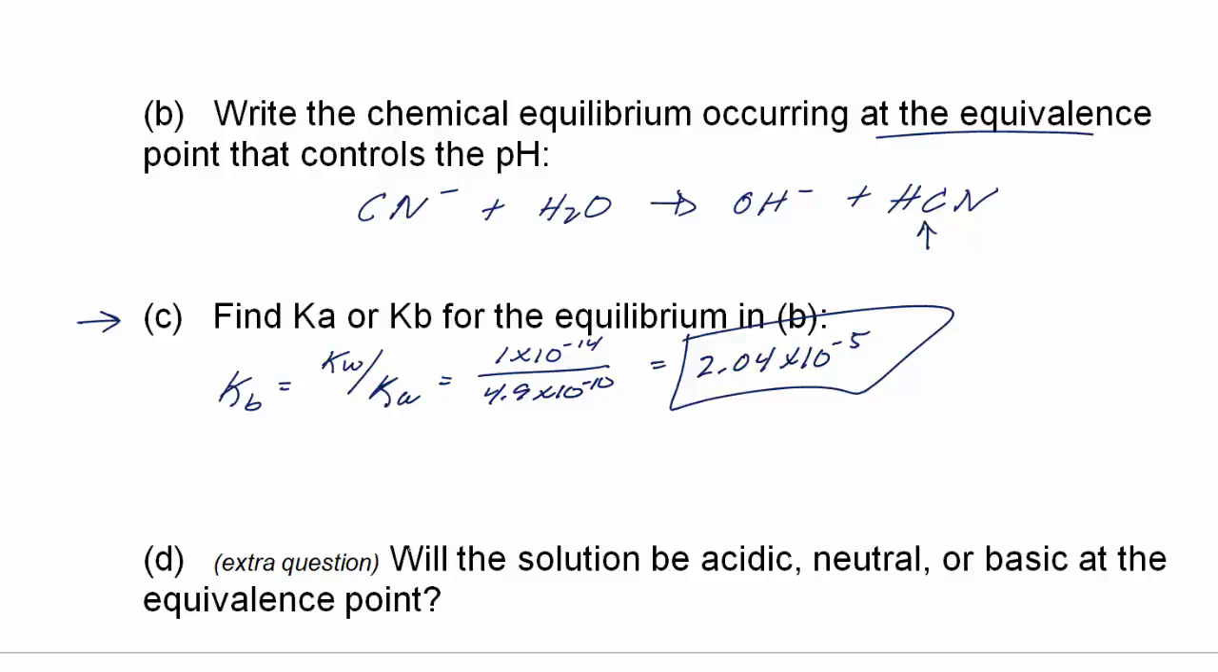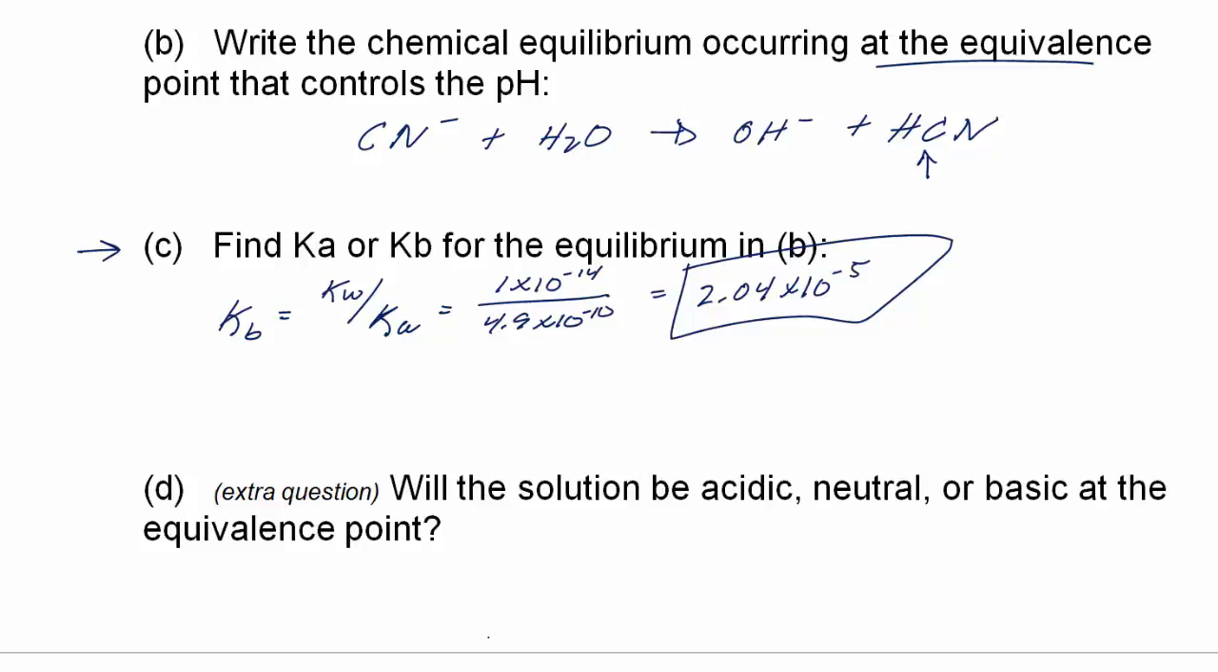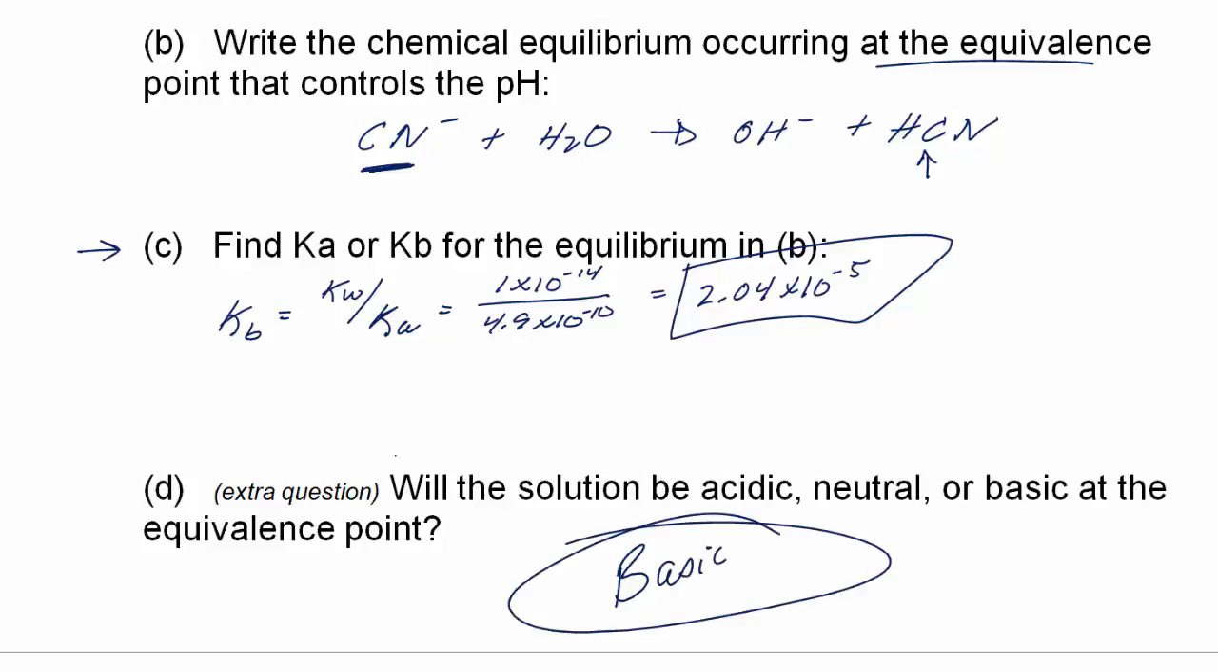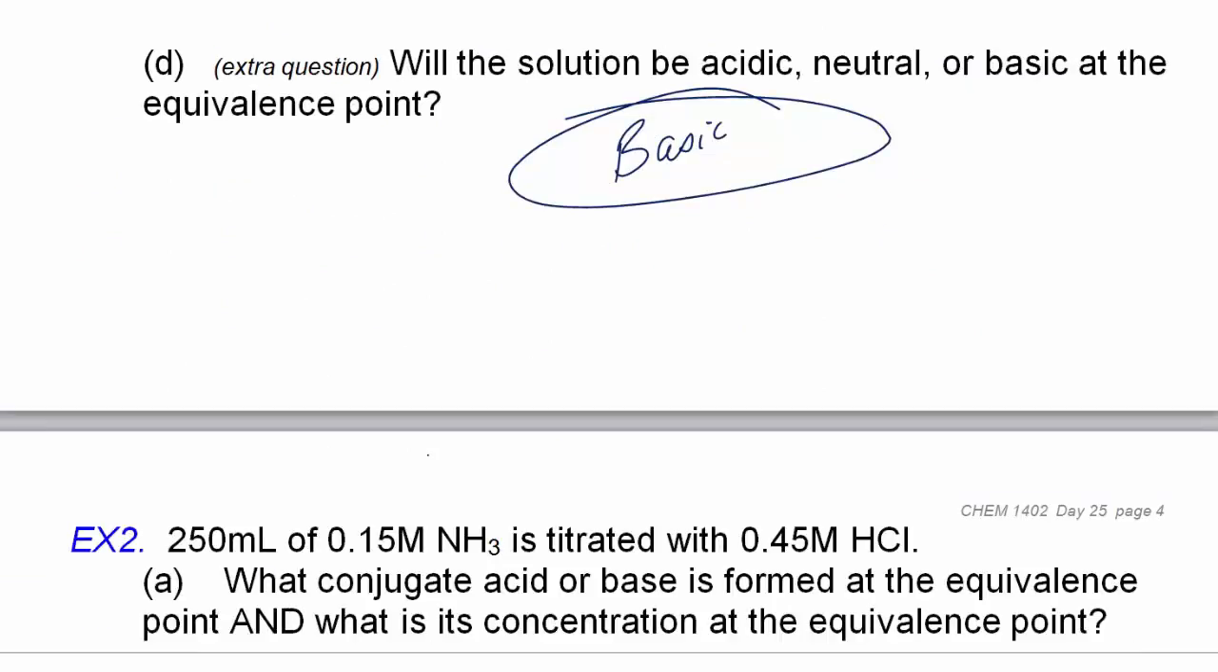Extra question. Will the solution be acidic, neutral, or basic at the equivalence point? What dominates at the equivalence point? The conjugate base did. That's why we wrote a Kb reaction. So this had better be a basic solution at the equivalence point.